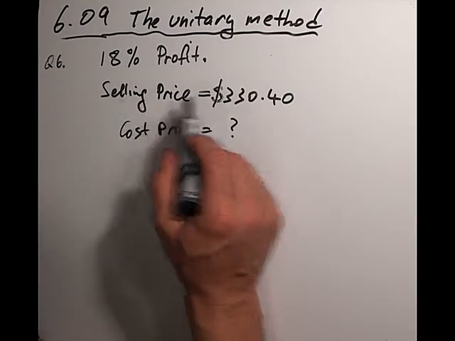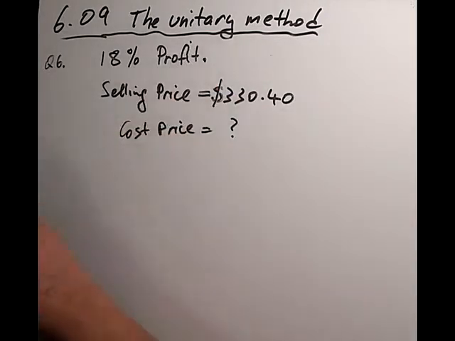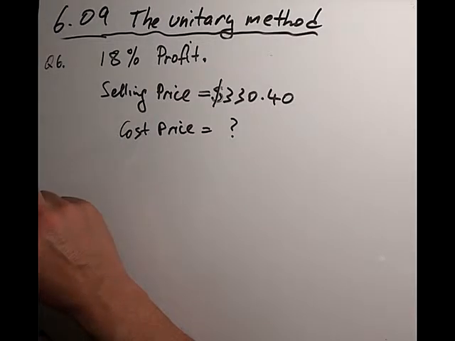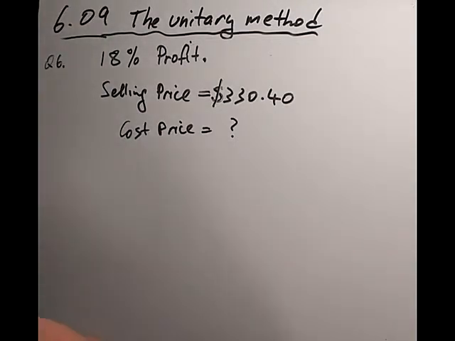I know what my selling price is, which includes 18% profit. So the question is, what was the cost price or the original cost of the cake? And we need to select the closest answer between a choice of 4 answers. So let's calculate this. Let's think about this for a minute.